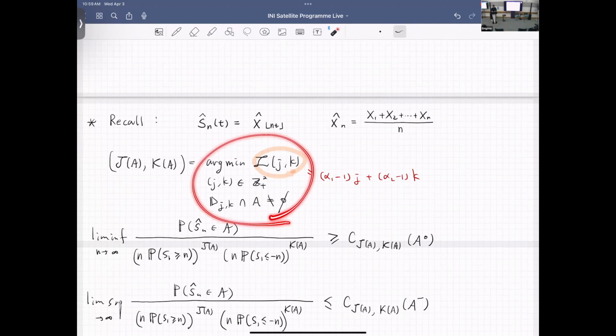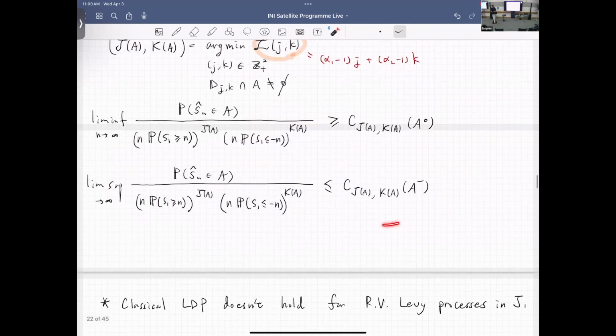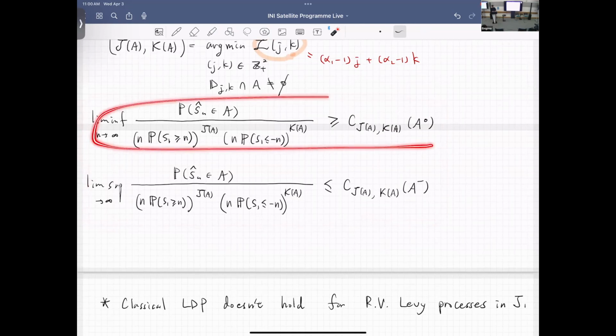So you minimize the cost over the step functions with J jumps that intersect with A. So for a step function, you have J and K jumps, upward and downward jumps, and you pay this much with each upward jump, and pay this much with each downward jump. The minimum cost is the argument minimum of that cost is R, J, and K. So the same large deviation. So this is a lower bound and this is an upper bound.